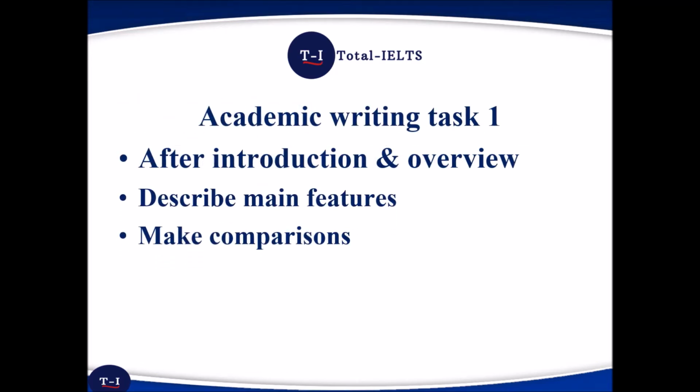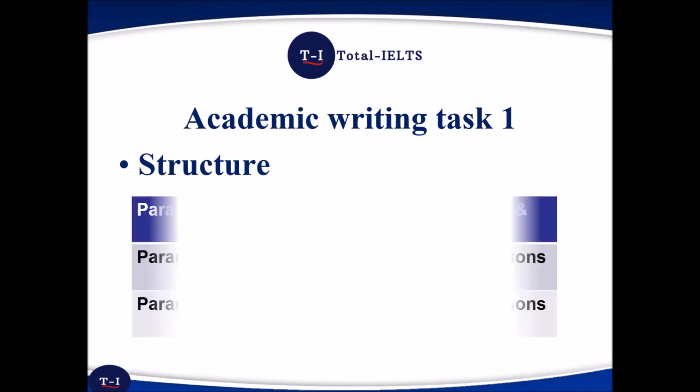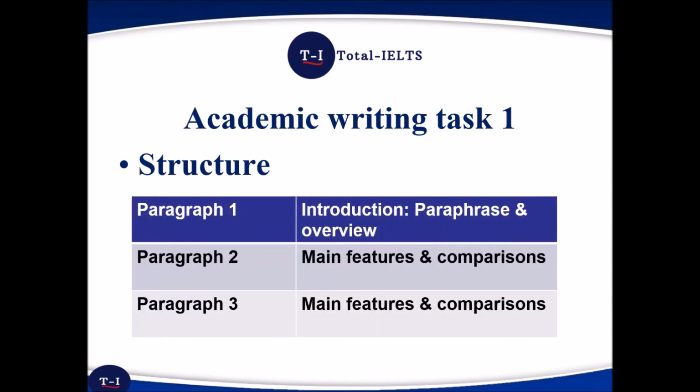After you write your introduction and overview, it's time to describe the main features and compare them. The structure for your Academic Writing Task 1 should be the same for every diagram type. In paragraph 1, it's your introduction. That's a paraphrase of the diagram description and the overview. Paragraph 2 and 3 is a description of the main features with comparisons.